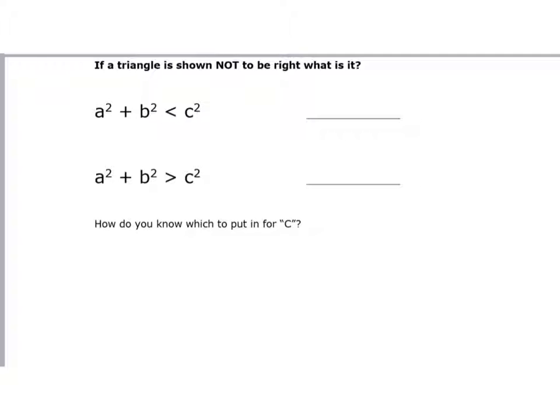If I look in my first situation here, I can see that my legs being squared are less than the hypotenuse being squared. Okay, so what that means is my hypotenuse is too big, or my legs are both too small. If my hypotenuse is too big, then the angle across from it that's supposed to be 90 is bigger than 90, which makes that obtuse.